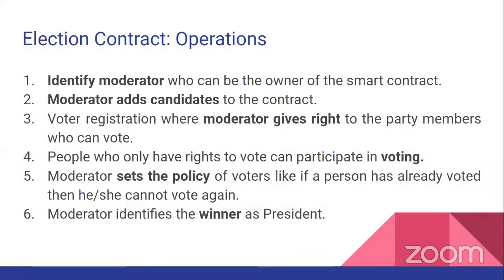Now, the operations that we need in our contract, to make a very small contract with the minimum required things. The first thing is we have to identify the moderator. When we deploy the contract, we have to identify the moderator. That moderator has the responsibility to add the candidates to the contract. Suppose there are three candidates, A, B, and C, who want to fight for that election, like I want to be the president of that party. So the moderator will add those candidates.